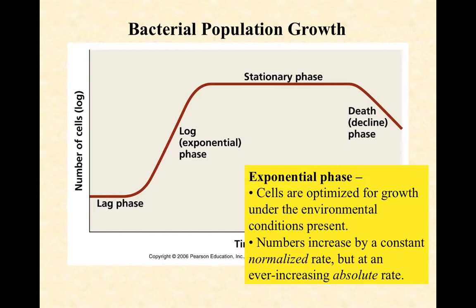So the normalized rate is constant, right? It's how long it takes for them to double. But their absolute population growth rate is always increasing, right?